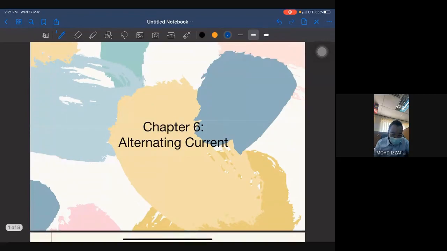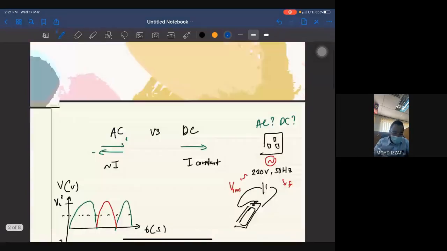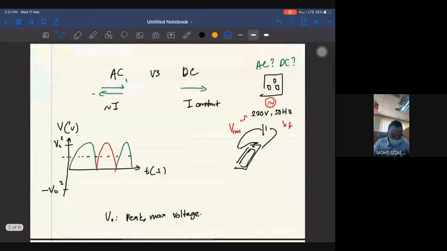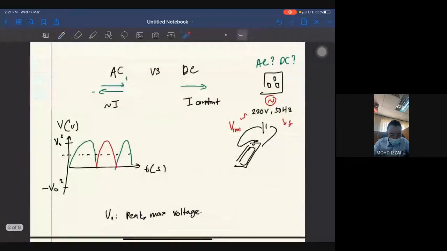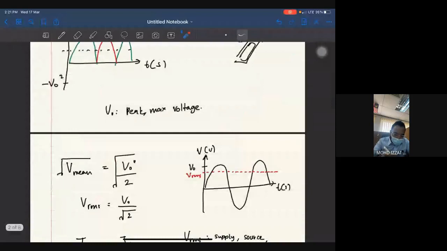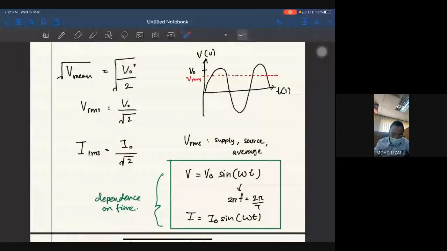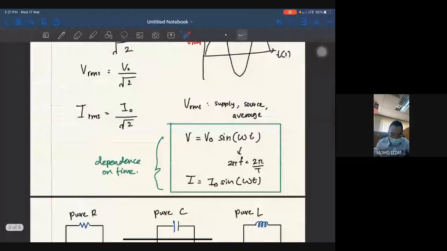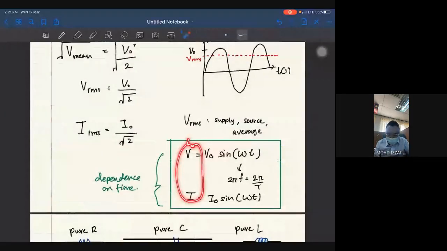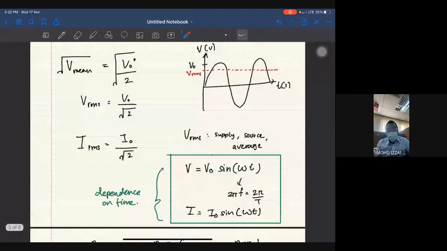So last time you already learned about what is V source and V peak, and what is the difference between V RMS and V peak. I hope by now you understand. And then we also learned about the equation here, when the V and I are dependent with time. So we have this kind of equation, and the equation really depends on the graph. So if your graph is like a sine graph, then you expect that it has to be a sine graph as well.